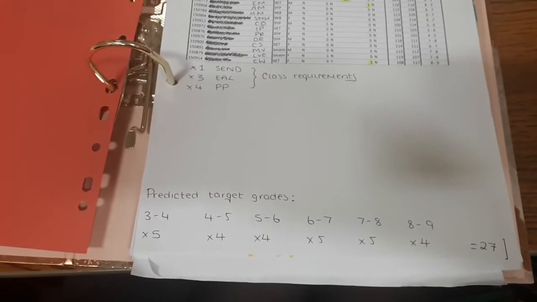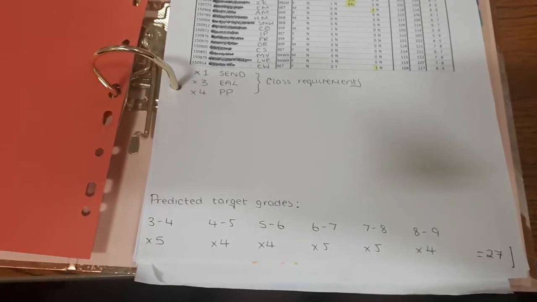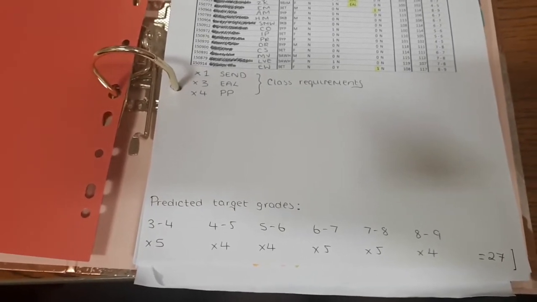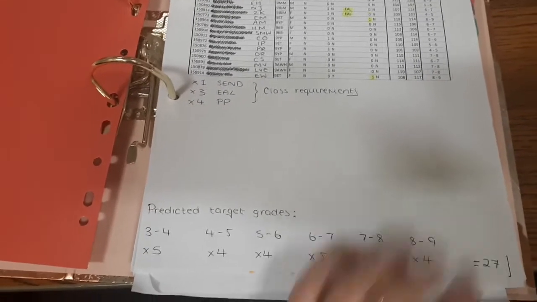So the predicted target grades you can see are very mixed throughout this class. They could range from level 3 which used to be like an E back in the day, all the way up to a 9, which is an A star. So as you can see, it's quite varied.